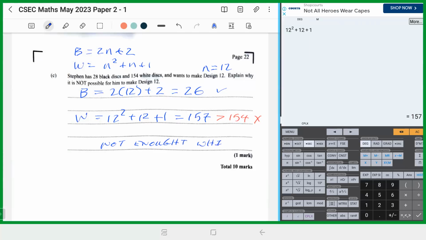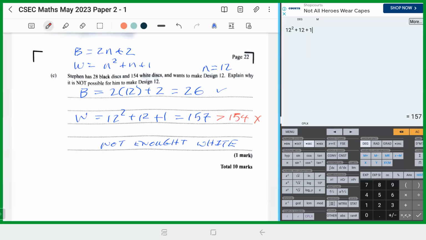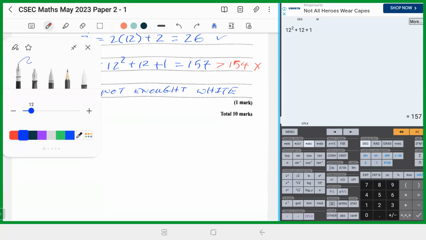He does not have enough white, and so you cannot make the pattern. He only has 154 white, and he needs 157. So he cannot make design 12. All right, that is it. All right, it says explain why it is not possible to make this. Yeah, he doesn't have enough white. He's short of 3 white. Needs 3 more white.